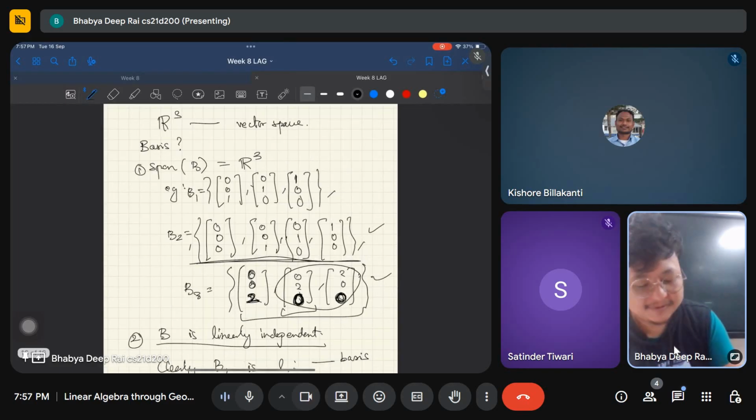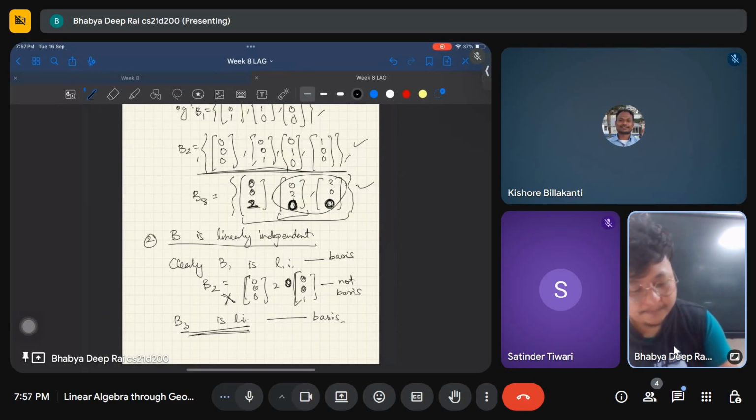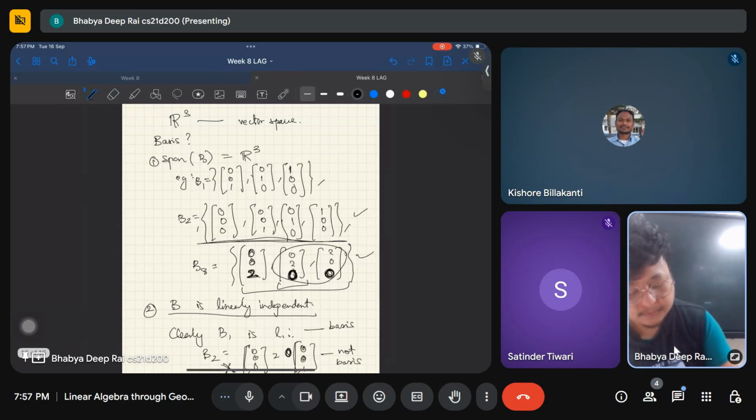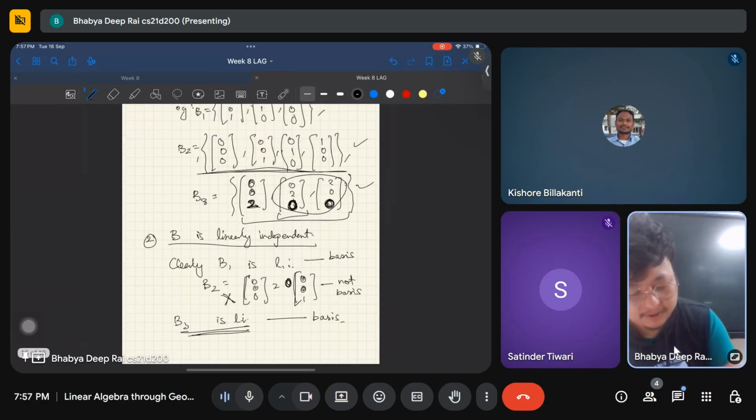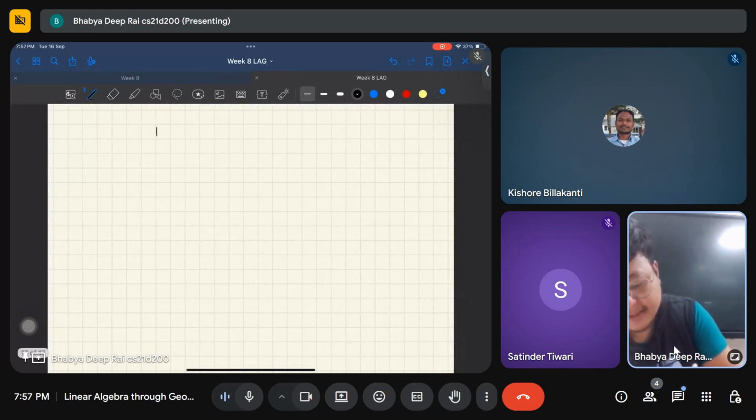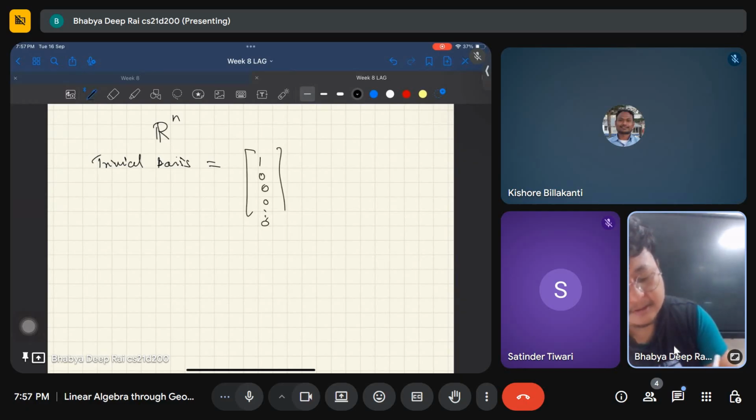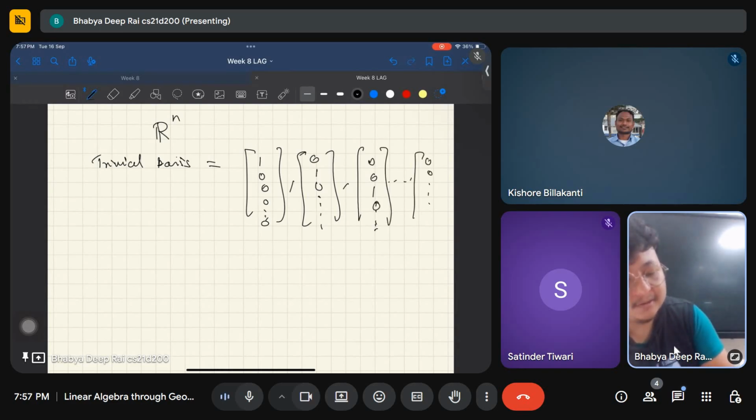Now I'll just say a few comments and then close it off. What is interesting is that for any R^n, a trivial basis is 1 0 0 0, 0 1 0 0, 0 0 1 0, and so on till 0 0 0 1. This is always a trivial basis.